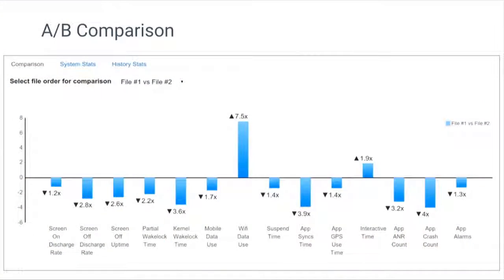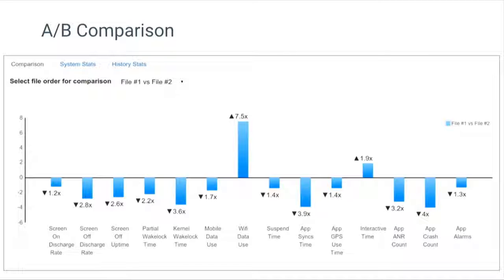I never make mistakes. But then my device is discharging fast. What did I do? And I'm in this position more than I would like to admit. And I'm sure a lot of us have been in this situation for one or the other time. And so for that, what we have is an A/B comparison mode in the same tool.